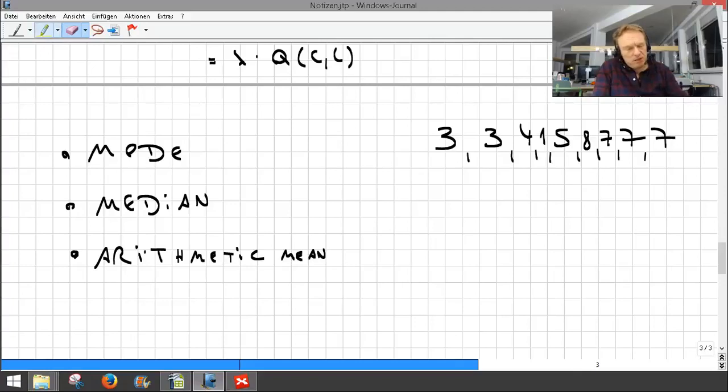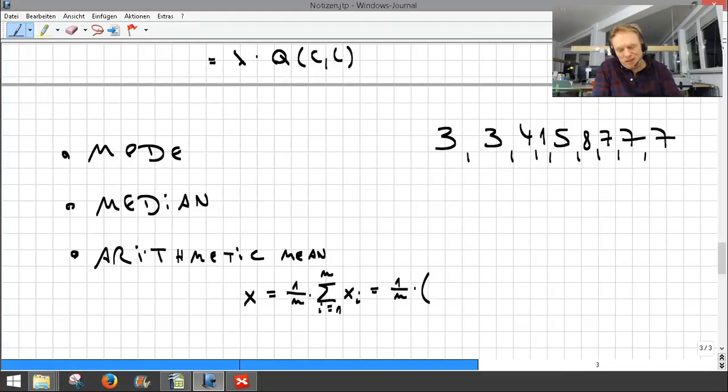The arithmetic mean is computed the following way. You need to add x sub i from the first value, from x sub 1 to the last one, x sub n, and then multiply by the fraction 1 over n, which gives us the following: 1 over n multiplied by x sub 1 plus x sub 2, and so on, to x sub n, which in this case would be just 3 plus 3 plus 4 plus 1 plus 5, and so on.